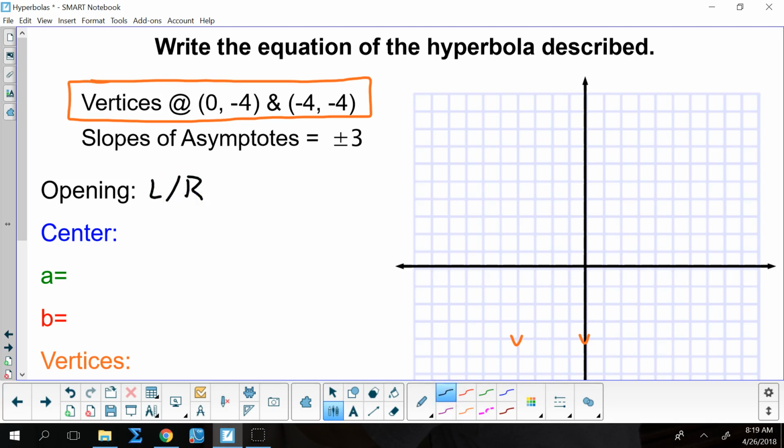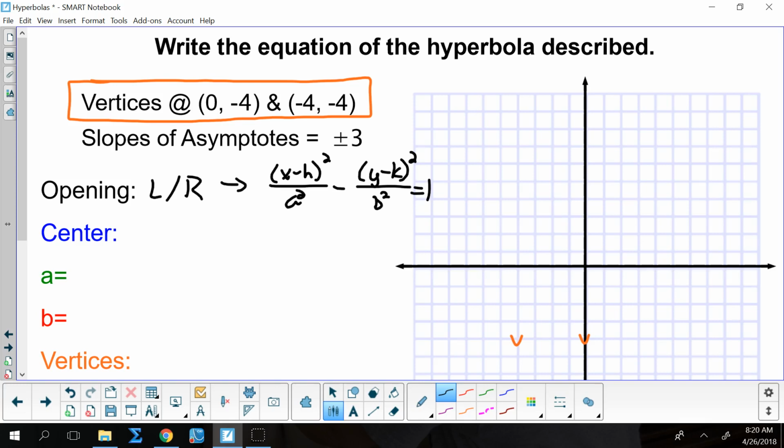Center. Because it's opening left and right, the formula is going to be x minus h quantity squared over a squared minus y minus k quantity squared over b squared equals 1. Right?